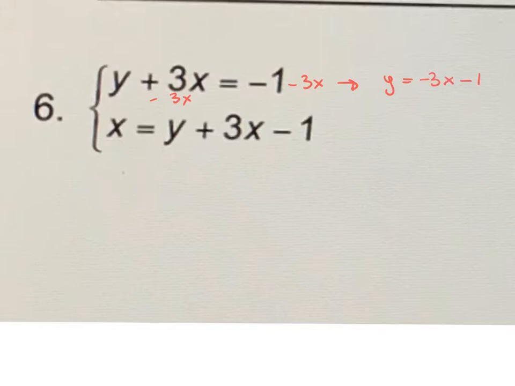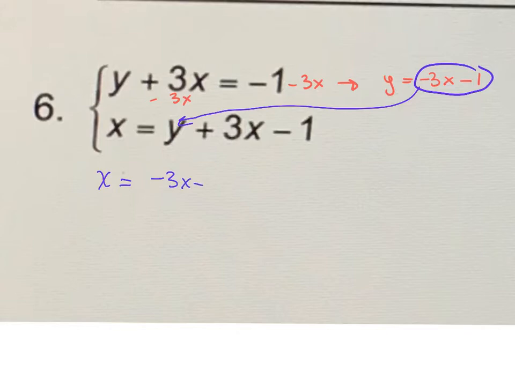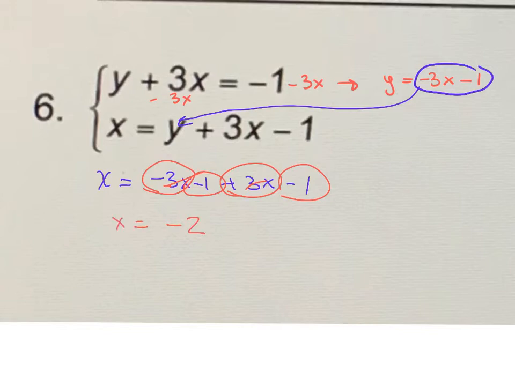Now I take this value of y and plug that into this one. x is equal to negative 3x minus 1 plus 3x minus 1. Combine like terms on either side. That cancels out, and negative 1 minus 1 is negative 2. So you get x equals negative 2. So you might have thought, oh, there's going to be no solution because they canceled out. But there was still an x on this side. So when these canceled out, you still got x equals negative 2.